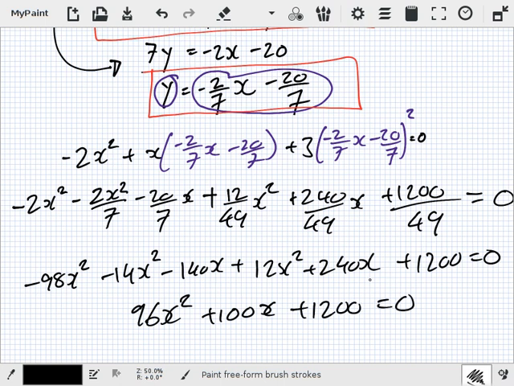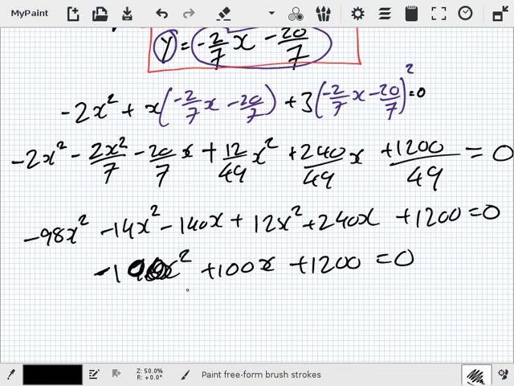I feel like I added something wrong there. You would have minus 2x squared, so that's minus 100x squared. It's minus 100, is it? Yeah. Oh, sorry, yeah, thank you. Minus 100x squared. Alright, I think it's pretty clear what I should divide by. I should divide by minus 100. So I get x squared minus x minus 12 equals 0.